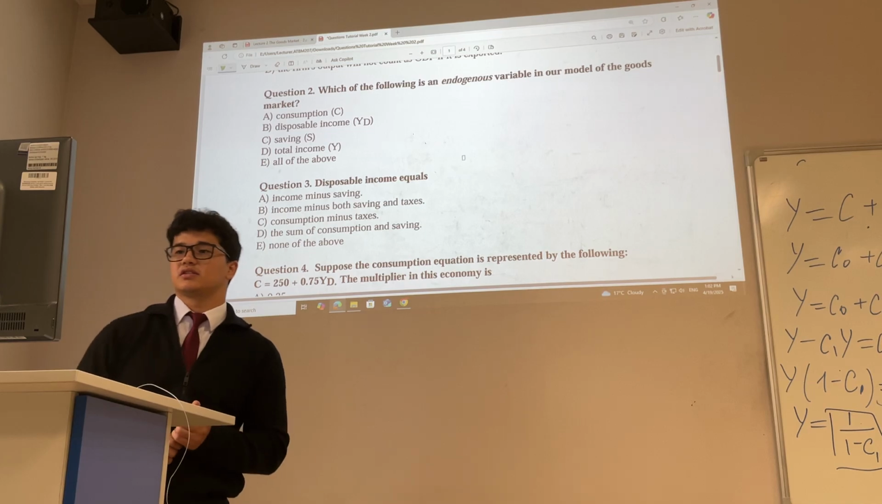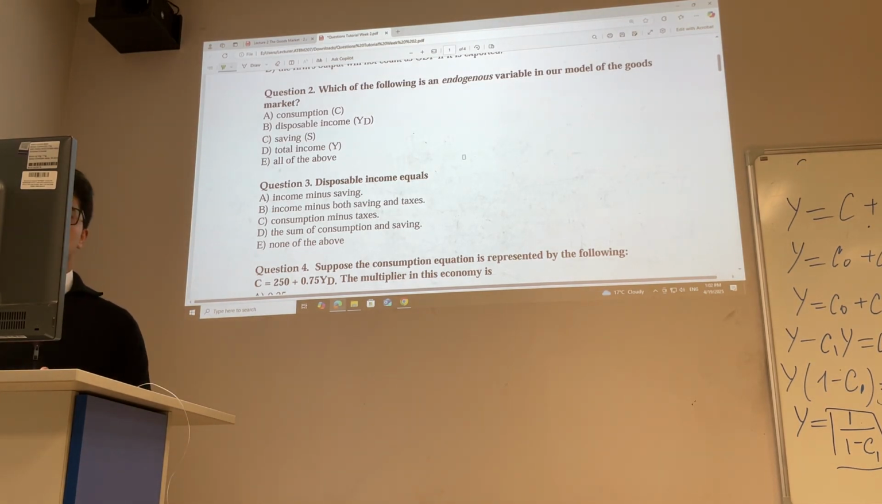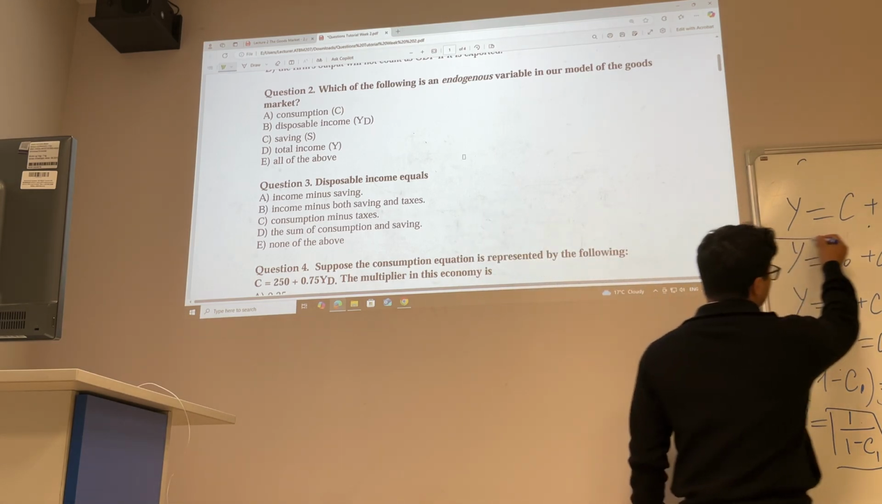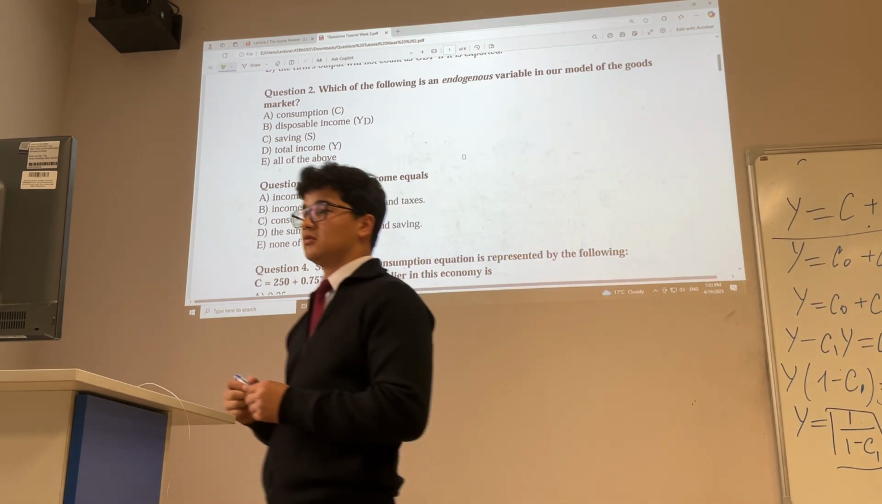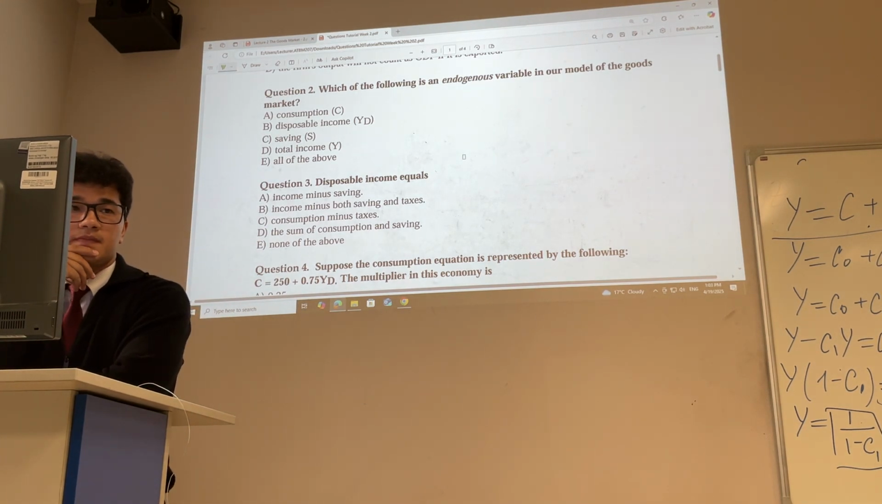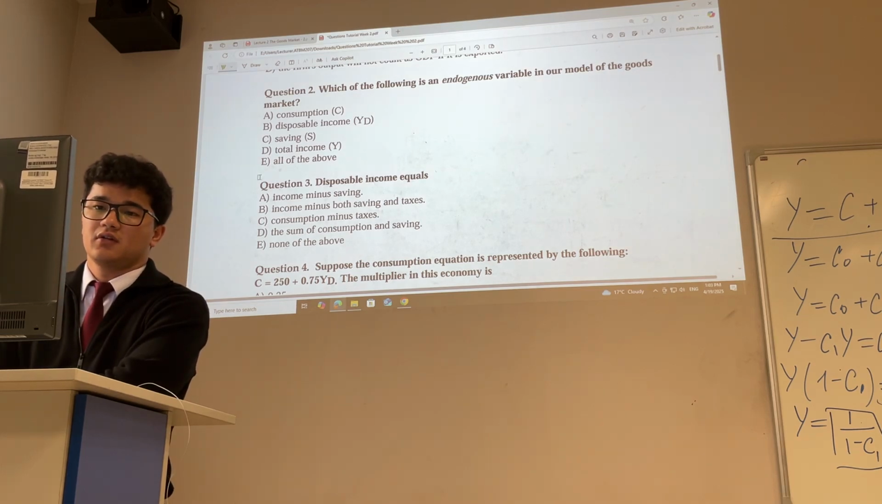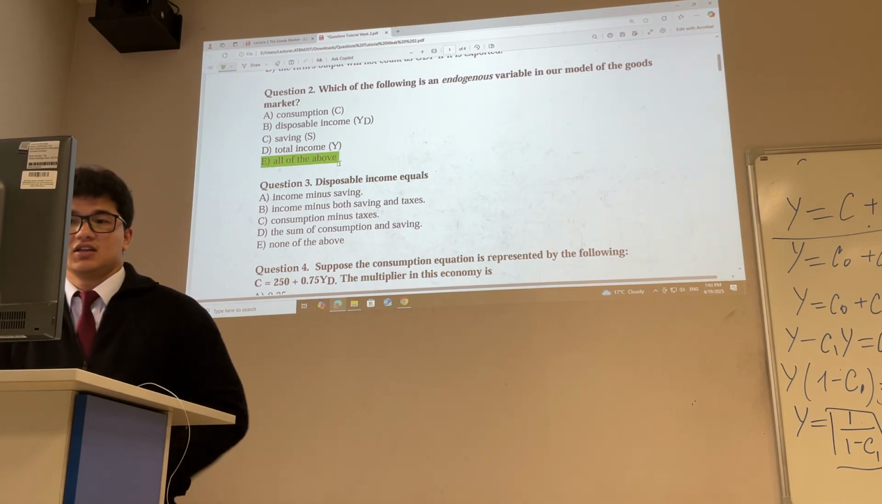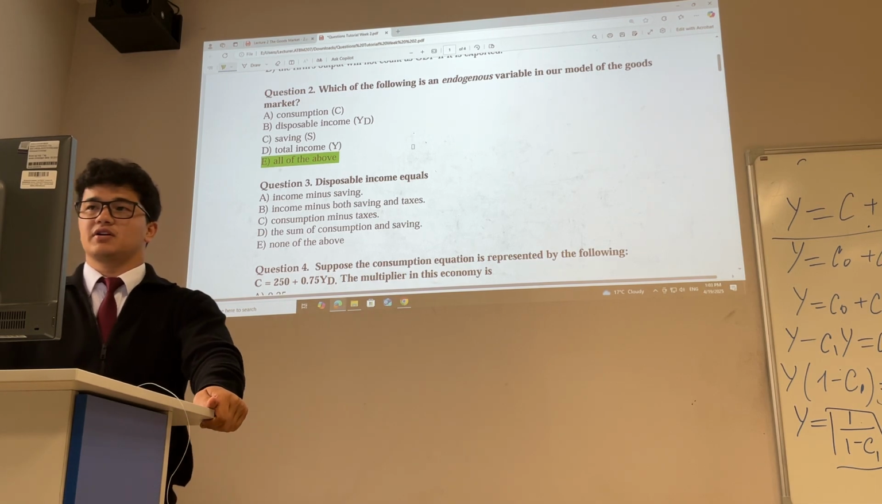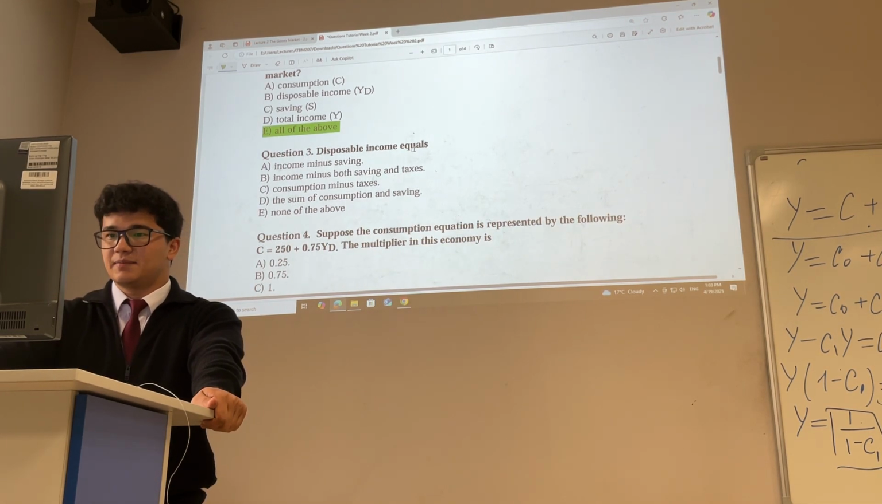Which of the following is an endogenous variable in our model? Endogenous means dependent on another variable. Here too, you know what's dependent and independent, right? They can be explained in the model. Yes, all of the above, because we have an equation for income, an equation for disposable income, for savings, and for consumption as well. They are dependent on other variables.